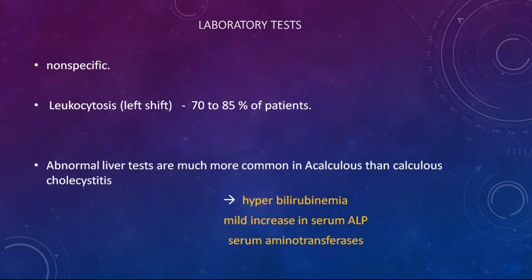So in laboratory tests, any inflammation will cause leukocytosis, which is the shift in the neutrophils to the left. In 70 to 80% of the patients, any inflammatory phase will have an increase in the neutrophil count. And abnormal liver tests are common in Acalculous cholecystitis, where increase in serum ALP and aminotransferases are seen. The major ones are the ALP and serum aminotransferases.